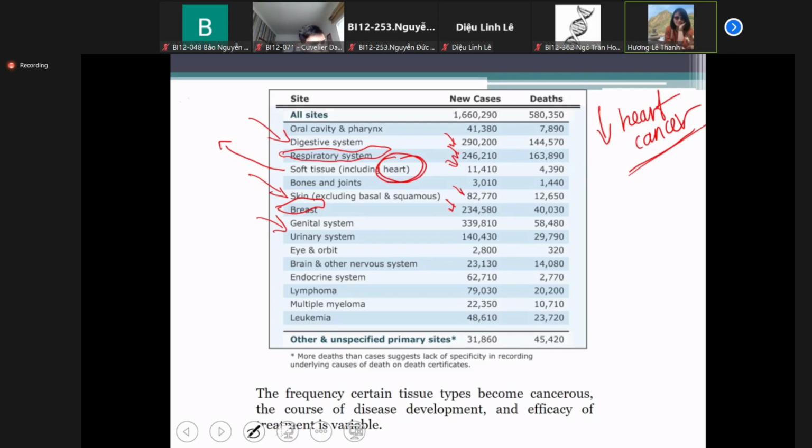Why don't we have heart cancer? It's a very rare case. Maybe because the heart muscle doesn't replicate that much.